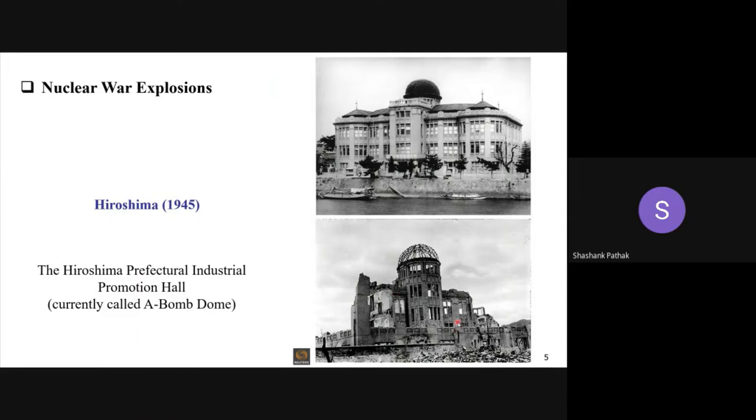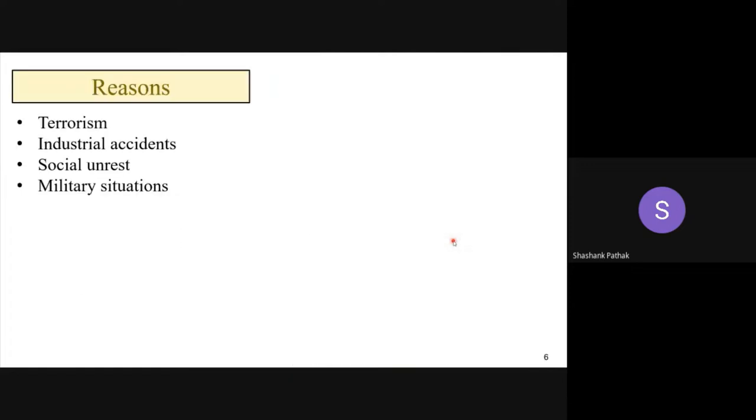And although it was several kilometers away, the damage you can see is very significant, because nuclear explosions create shock waves which can travel up to several tens of kilometers, and then they can damage the structure significantly. So that also depends on what kind of explosion is happening. Nuclear explosions are even more powerful compared to chemical explosions.